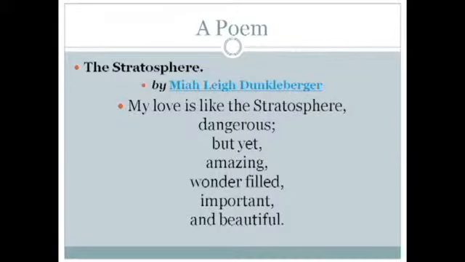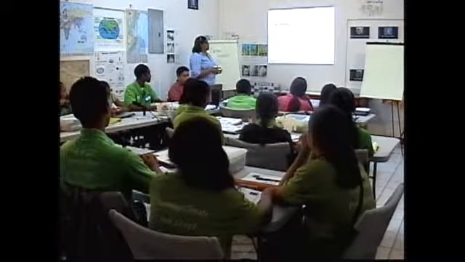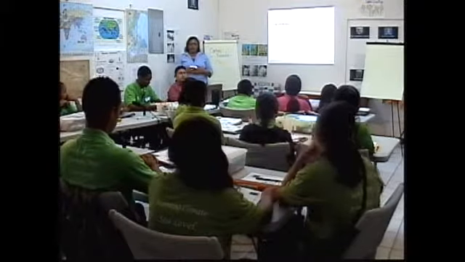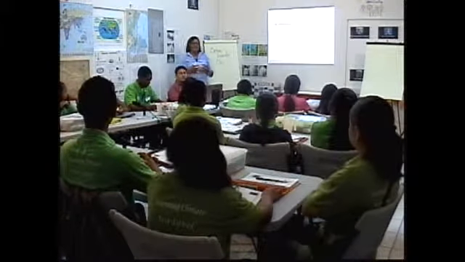The stratosphere by Mia Lee Dunkelberger. Dangerous, but yet amazing, wonderful, filled, important, and beautiful. The poet expressed herself and relates the love that she shares for others. Why do you think Mia refers to the stratosphere and her love as dangerous? According to her, the stratosphere is compared to the word dangerous. She describes it as dangerous.